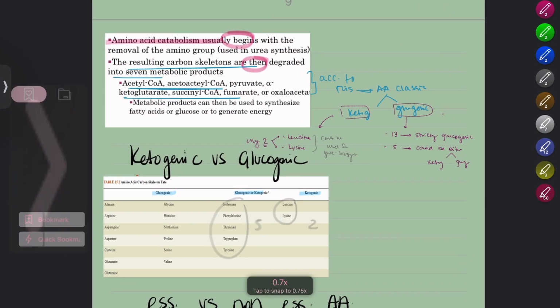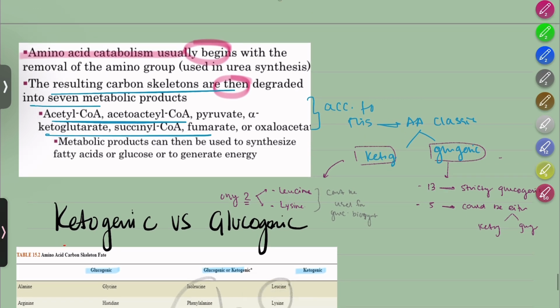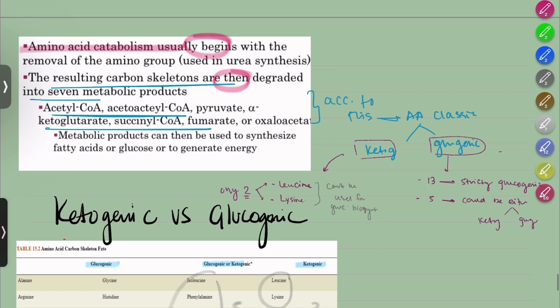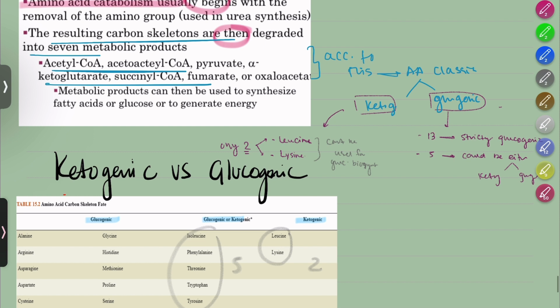Now, again, just a quick recap. We said that the amino acid catabolism, or the degradation, begins with the deamination, which is the removal of the amino group, which will be used in the urea synthesis. And then further, the carbon skeleton that we are left with will be degraded into one of the 7 metabolic products or intermediates that we talked about. And then according to which intermediate it is converted into, we can classify the amino acid as ketogenic or glucogenic.